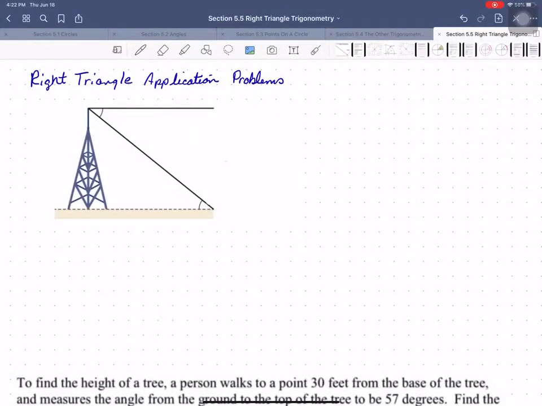All right, so let's take our knowledge of right triangles and actually solve some problems. Before we can do this, we need a little bit of terminology. There are two ways that we are going to talk about this.